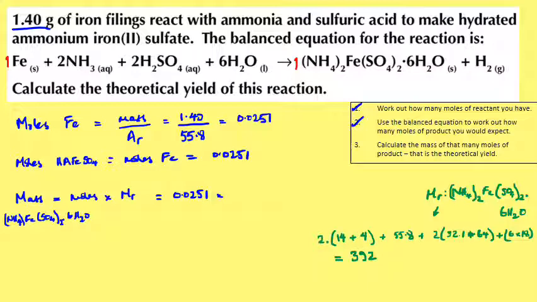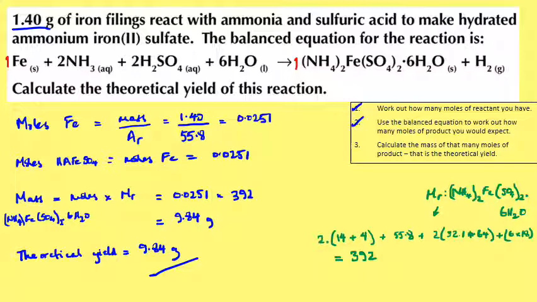So then our theoretical yield, switching back to blue, we can write in our 392. So our mass in grams is going to be 9.84 grams. And so the mass of the product in grams is our theoretical yield. And just to make that quite clear, let's write it out in full. Theoretical yield equals 9.84 grams. Done.